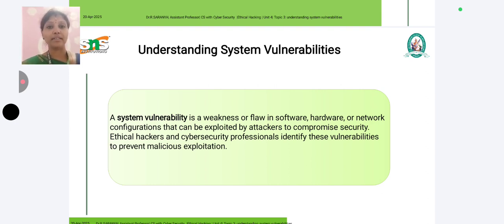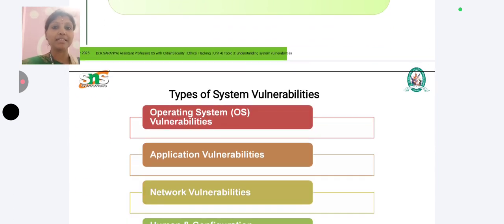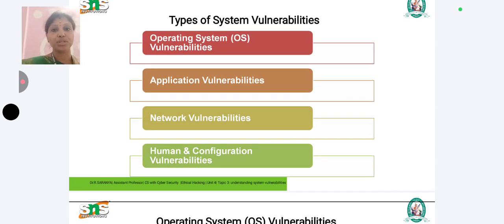For that, we are going to first identify vulnerabilities and also avoid unauthorized access and malicious hackers. In order to prevent malicious exploitations, ethical hackers as well as cybersecurity professionals help to identify some kinds of vulnerabilities. Different types of system vulnerabilities are available: operating system vulnerabilities, application vulnerabilities, network vulnerabilities, and human and configuration vulnerabilities.